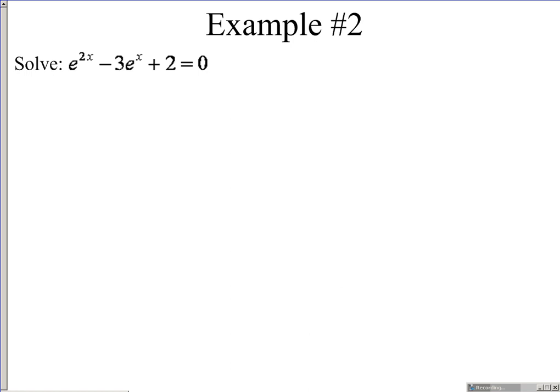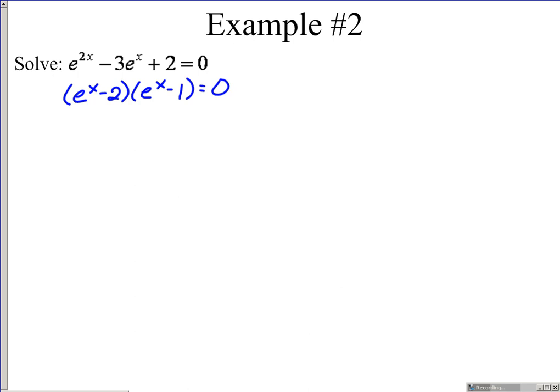Quadratic equation. When you see something like this, it's no different than any other quadratic equation. You need to look to see if you can factor it. In this case, we're looking for numbers that multiply to be 2 and add to be -3. Those are -2 and -1. So this is going to factor as e to the x minus 2 times e to the x minus 1.